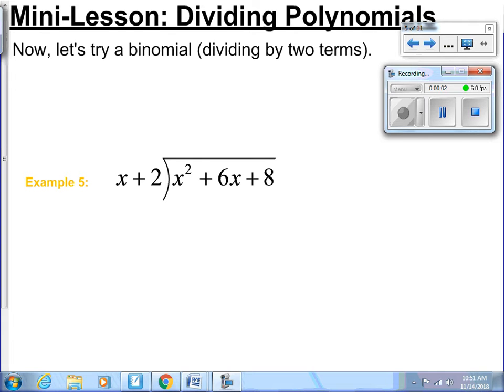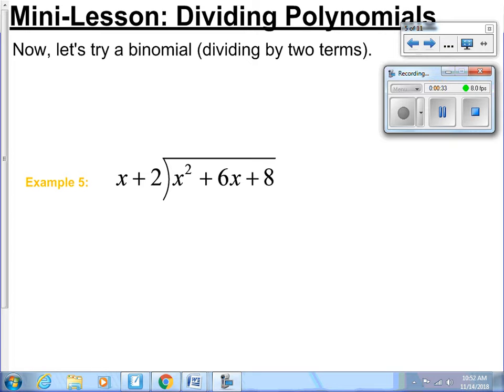Alright, so we're looking at dividing polynomials again, but this time, instead of having a monomial on the outside, we're going to try to divide by a binomial. It means we'll have two terms outside that we're trying to divide by. So, if you look at this example, we got x plus 2 as our divisor, and we're trying to divide our dividend, x squared plus 6x plus 8, by that divisor.